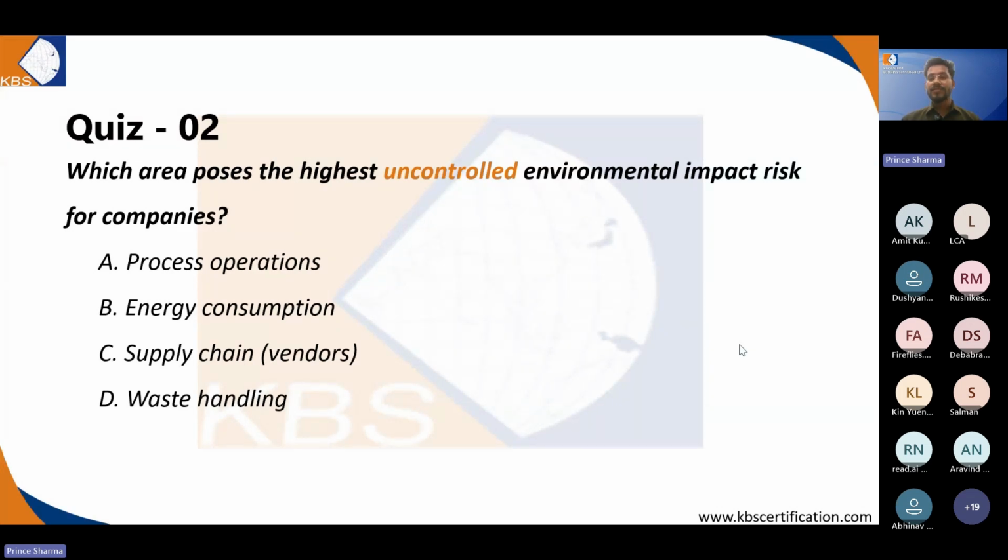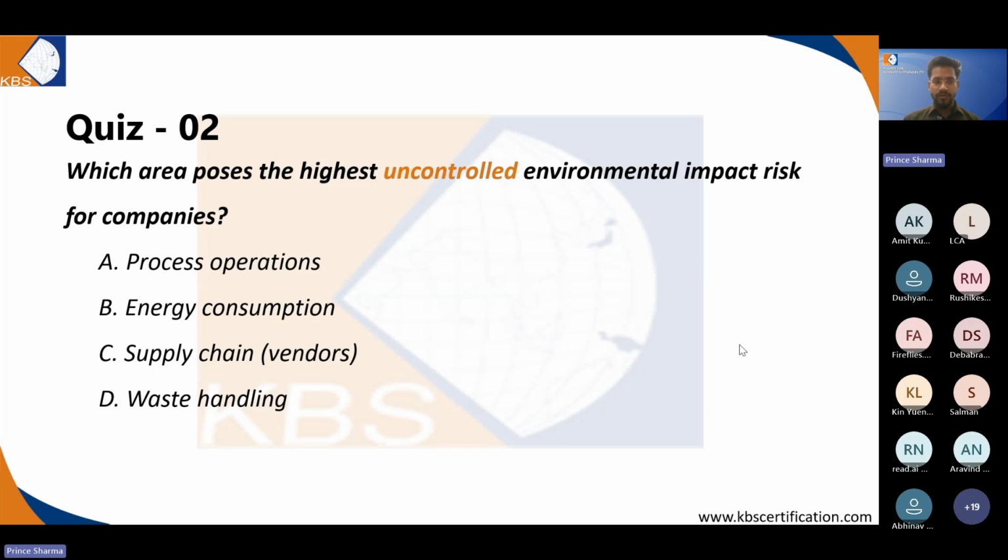Then data centers, cold storage and refrigeration system companies, then textile, dyeing and finishing companies, then steel manufacturing companies, as I already said, are some of the organizations or industries which have very high energy consumption, leading to uncontrolled environmental impact risk as well as financial risk. Coming to supply chain vendors. How can the supply chain affect your environmental as well as financial risk?